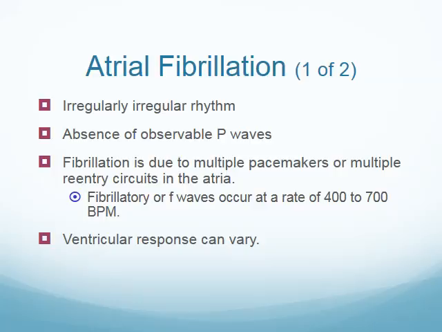Atrial fibrillation is another irregular rhythm. In AFib, you're going to see absence of observable P waves. What you do have are flutter waves. Fibrillation is due to multiple pacemakers or multiple reentry circuits in the atria. The fib waves are anywhere from 400 to 700 beats a minute. The ventricular response is variable.